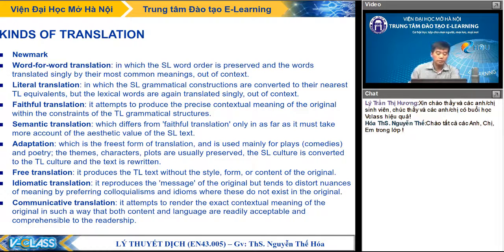And next, we have communicative translation. In this case, it is rather free for you to render the exact contextual meaning of the original in such a way that both content and language are readily acceptable and comprehensible to the readership.